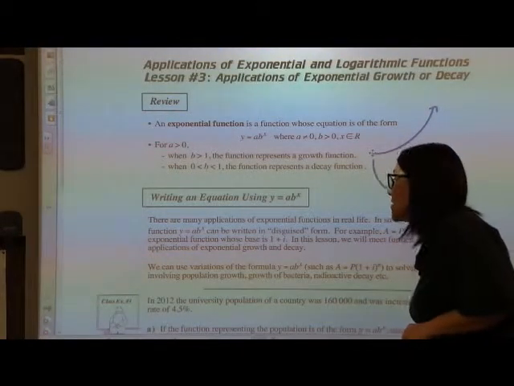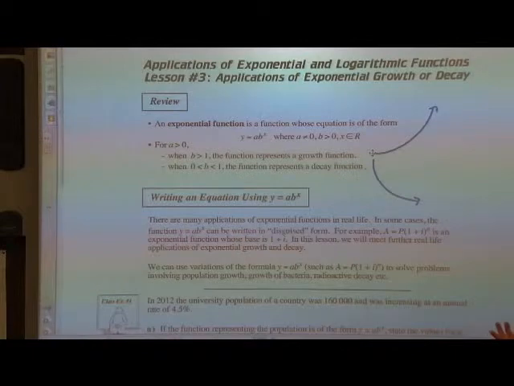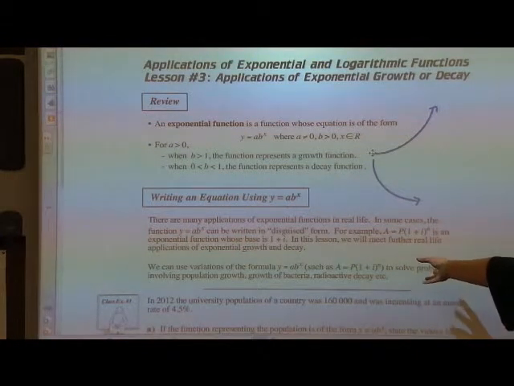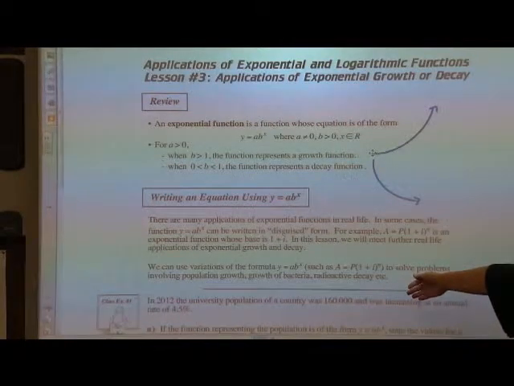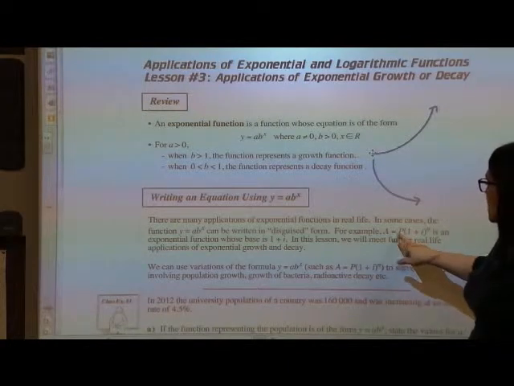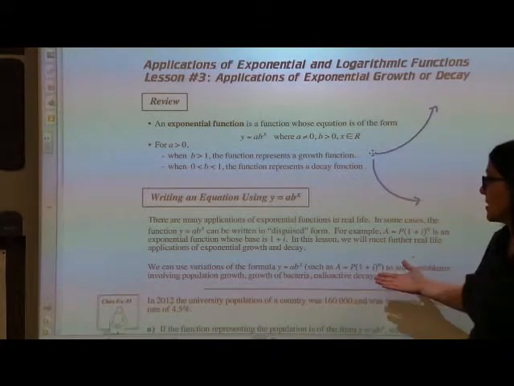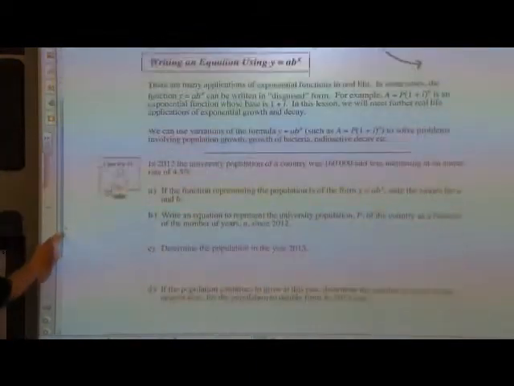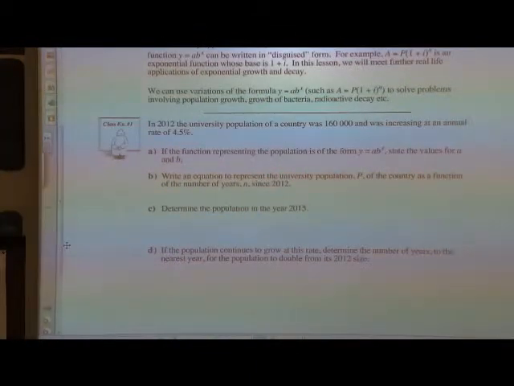So there are a lot of examples of exponential functions in real life. Sometimes they're disguised. The compound interest formula that we did in the last lesson was a disguised form. A is my principal value and b is my 1 plus i. So we can use variations of the exponential function to solve problems involving population growth, the growth of bacteria, radioactive decay, and etc. So if we look at class example number 1.